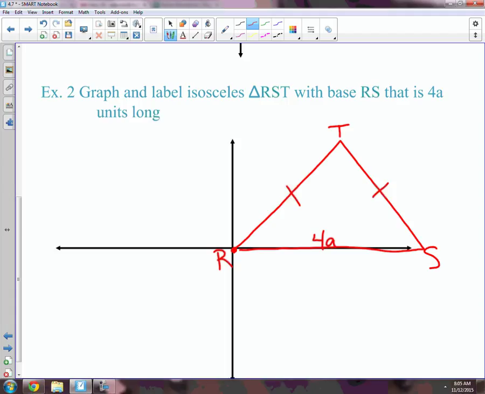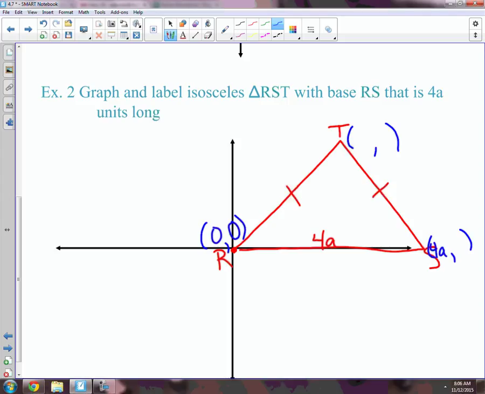The second half of the process is to give coordinates to all the corners. I've still got a super easy one. R is going to be what coordinate? 0, 0. Good. Okay, now let's look at S. How far over on the x-axis is it? 4A. Okay, how high up on the y-axis is it? 0.